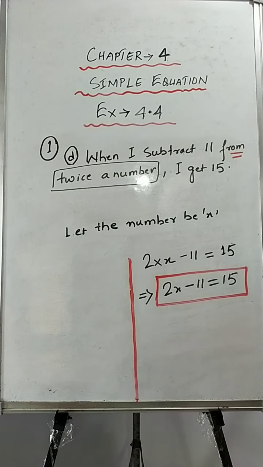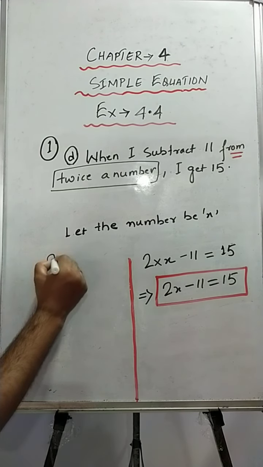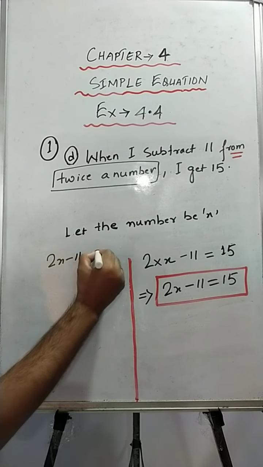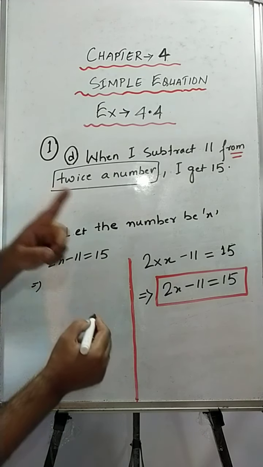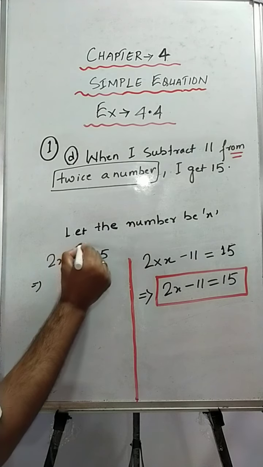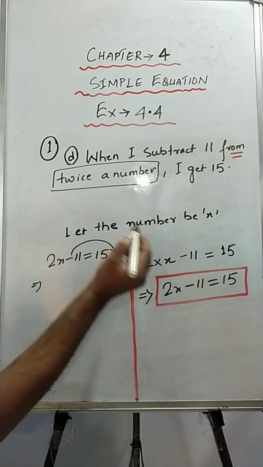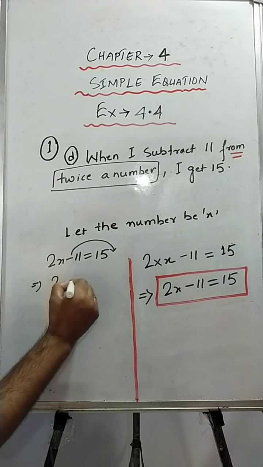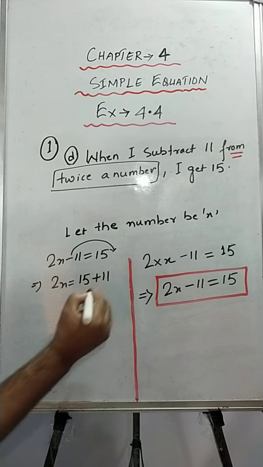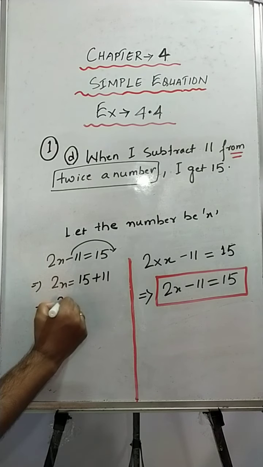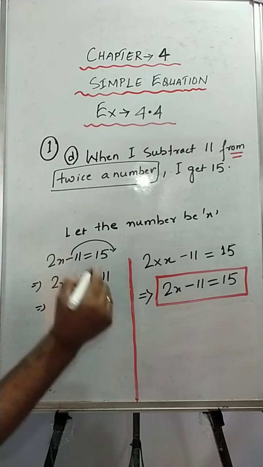Now let's solve this. So 2x minus 11 equals to 15. Now what is the first thing we have to transpose? Absolutely right. It is minus 11. So minus 11 will be transposed to right hand side. So in the next step it will look like, first of all we have to write this number 15, minus 11 will now become plus 11. So now 2x is equals to 26, isn't it?